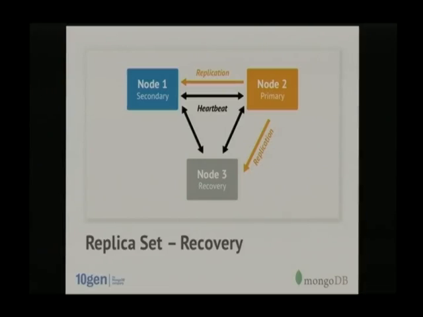If the node falls too far behind and can no longer sync with the replica set, then it'll do a full resync from the primary or the nearest node. So once the node recovers, it'll resume its role as a secondary, and replication will continue.